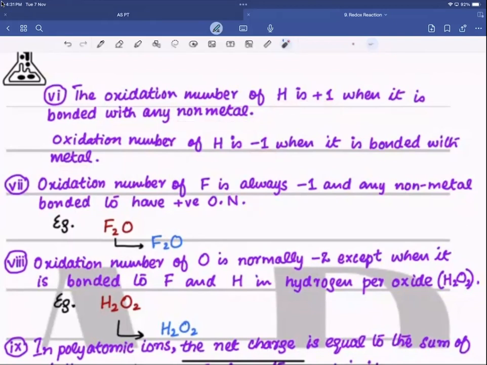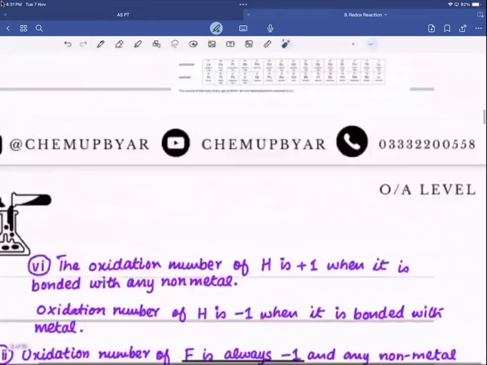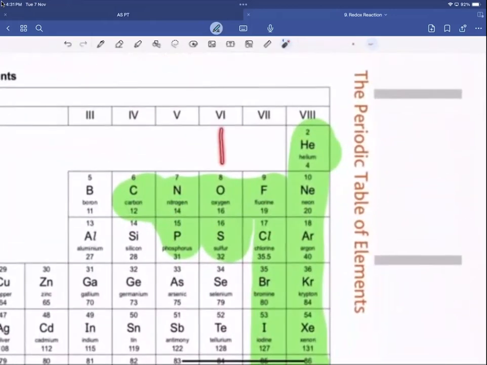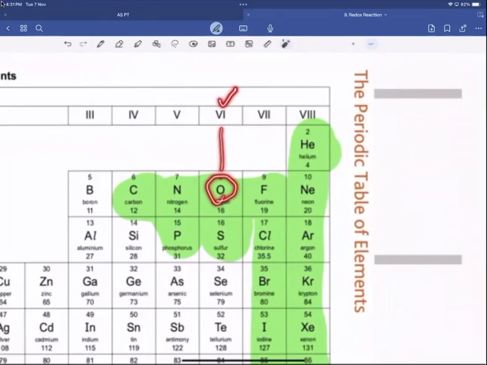Now, we did that in organic or in ionic bonding as well. Normally, this is oxygen. It's in group 6. So what is the oxidation number of oxygen? 2-. But when it is bonded to a, what was this rule? When it is bonded to a metal, right?